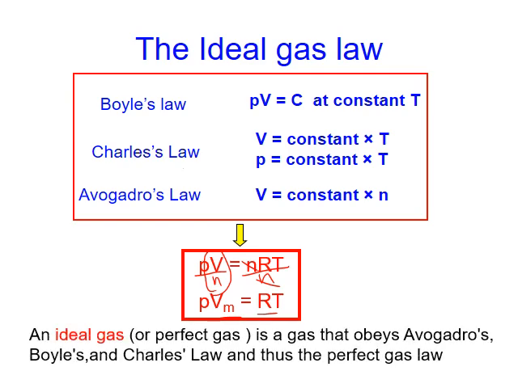An ideal gas or perfect gas is a gas that obeys Avogadro's law, Boyle's law, Charles's law, and therefore the perfect gas law. Now don't forget that at the microscopic level, ideal gas is the gas with no intermolecular interaction, which can be achieved when the pressure approaches zero.